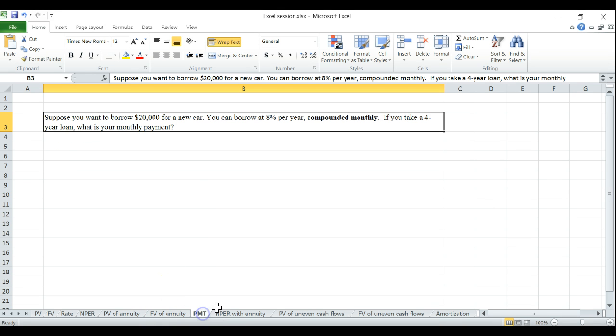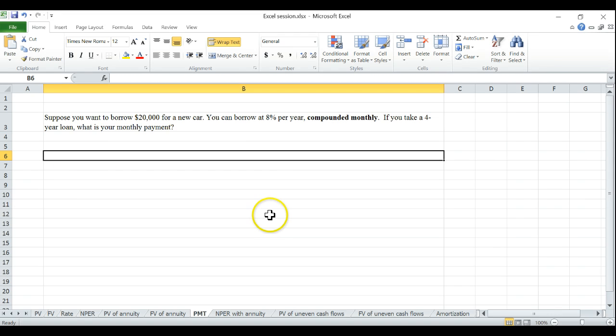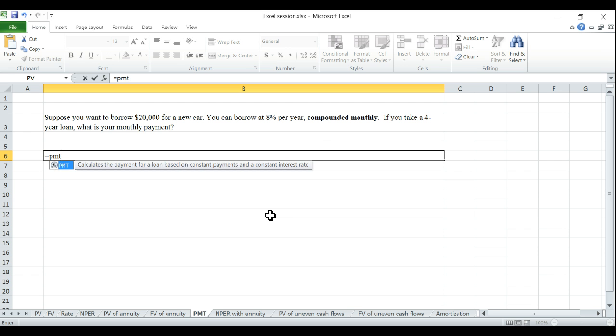The next we have is the payment. So suppose you want to borrow $20,000, you can borrow at 8% per year compounded monthly. And if you take a 4-year loan, what is your monthly payment? So we are trying to find out the payment. Again, we have a present value because we are taking $20,000 right now, or we are buying a car that is worth $20,000. And the interest rate that the financing company will charge us is 8% per year, but with monthly compounding. So equal to payment is what we are solving.